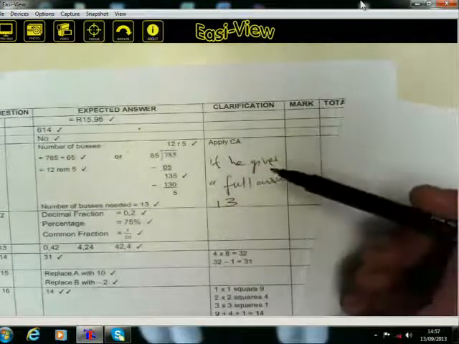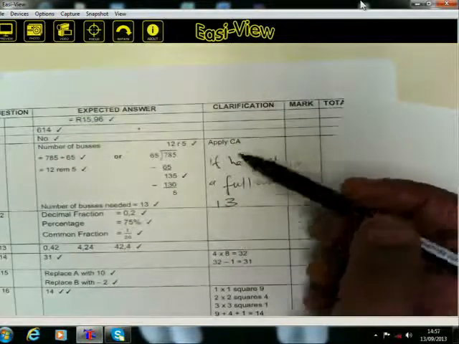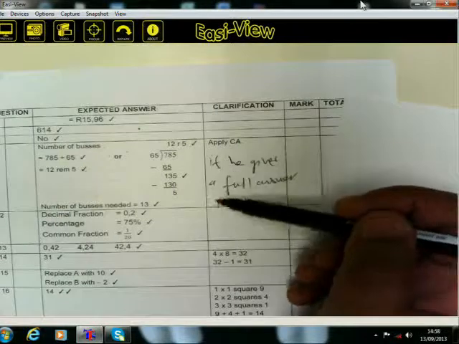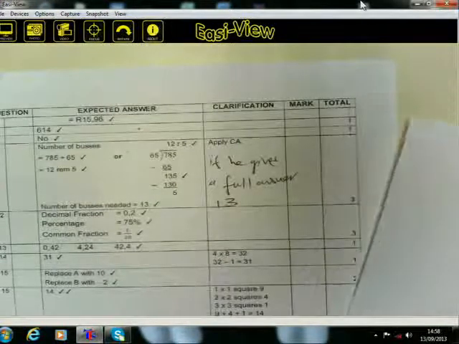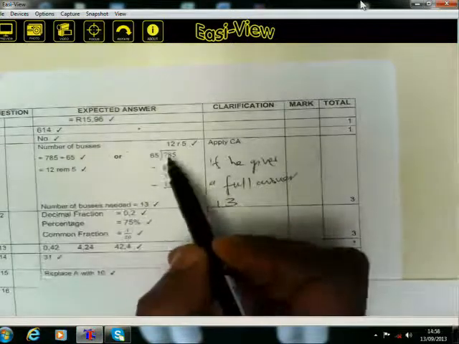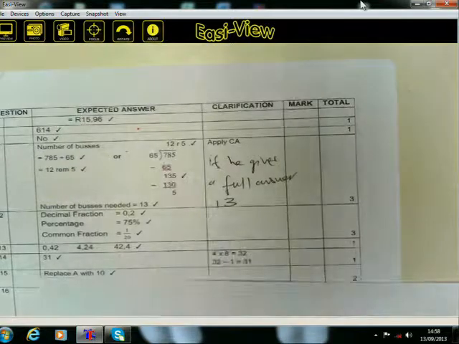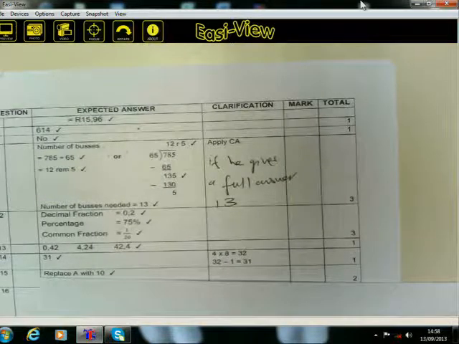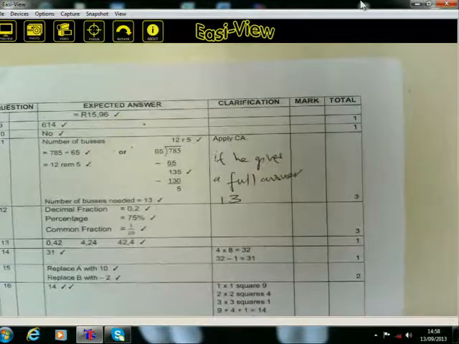Now, if he puts a full answer, or if he gives the answer only, you will credit him full marks. Apply CA if he makes a mistake. You know now that you'll mark with that mistake of his or hers. Okay, let's go to another question, question 12.